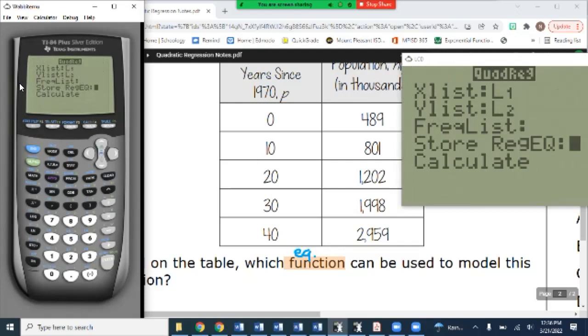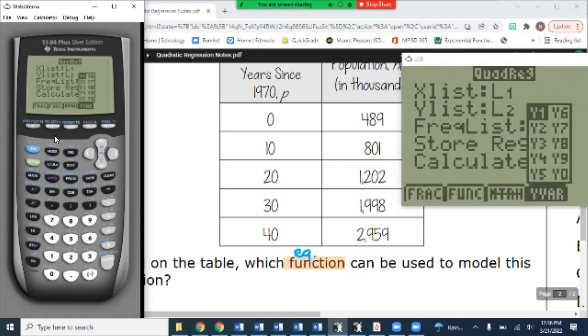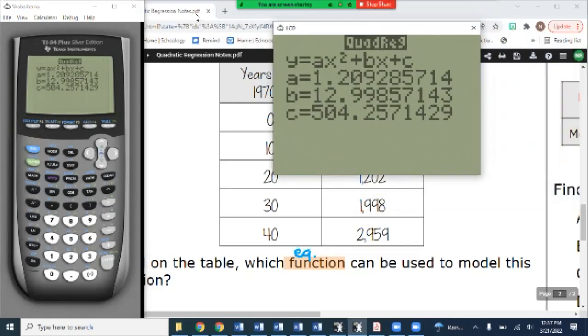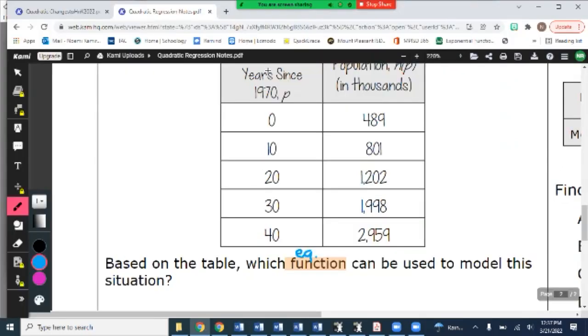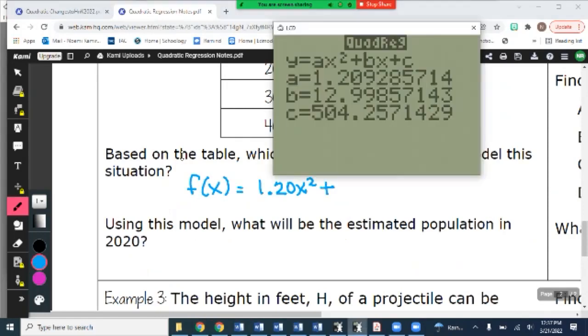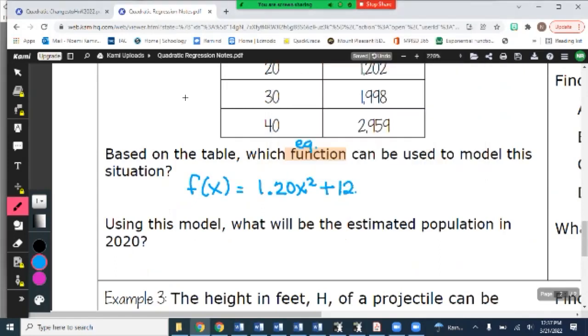What do we do in store? Alpha trace, enter, enter, enter. And there it is. Now, if you're given decimals, just write 2 numbers after the decimal. So let's write this in function form, f of x. F of x is what? 1.20 x squared plus 12.99 x plus 0.25.